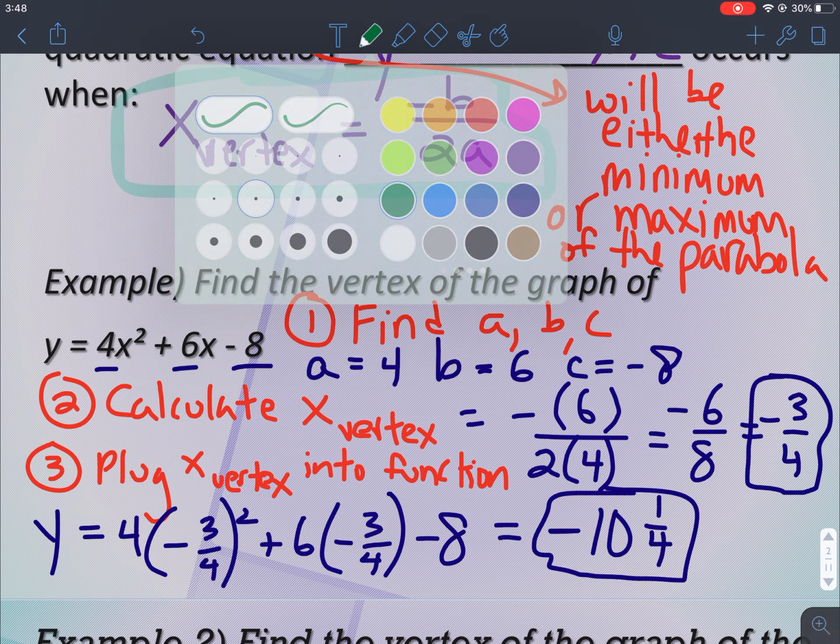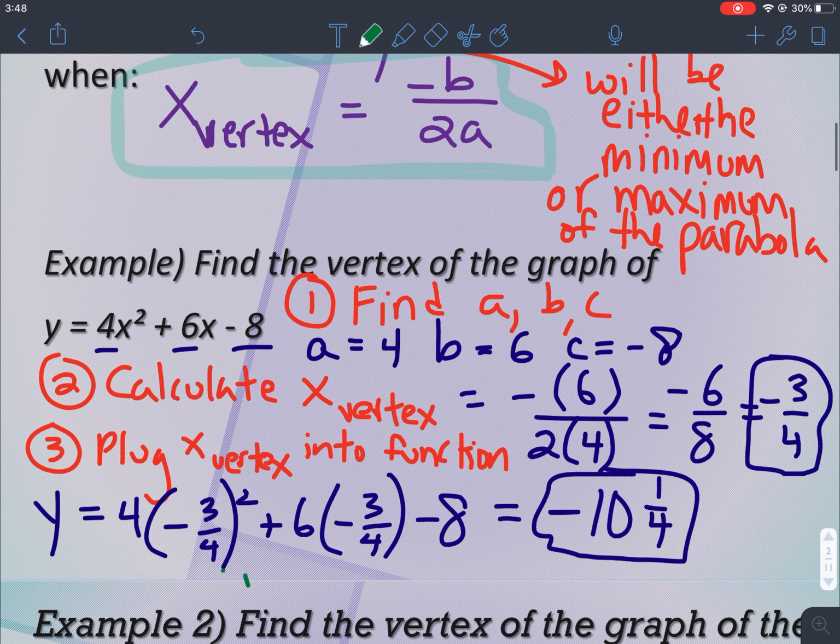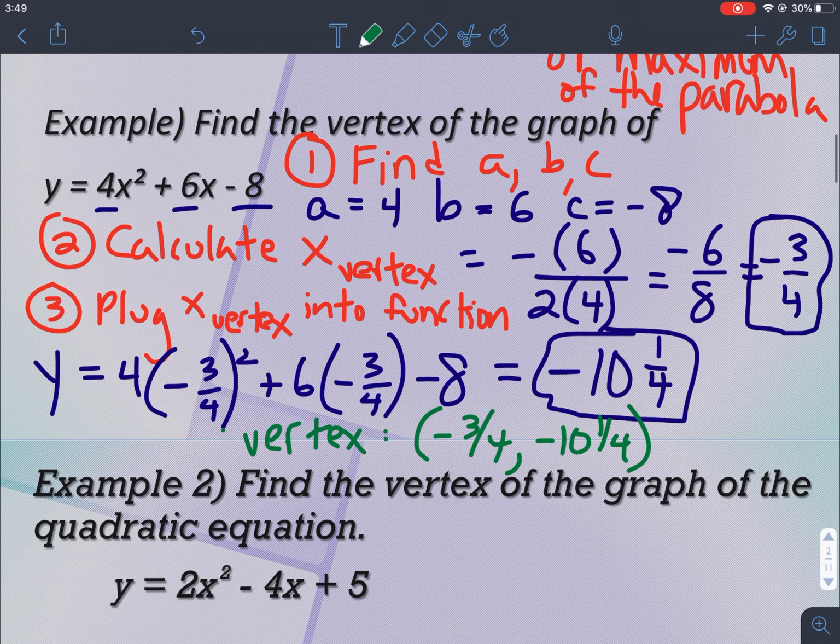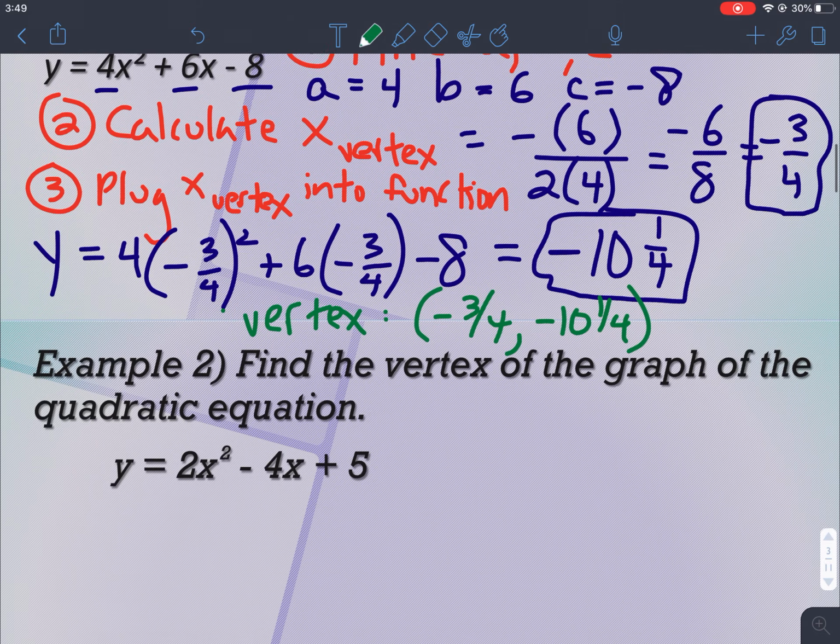So the vertex of this parabola is given by the coordinate point negative 3/4 comma negative 10 and 1/4. And that's very important information when it comes to graphing a parabola.